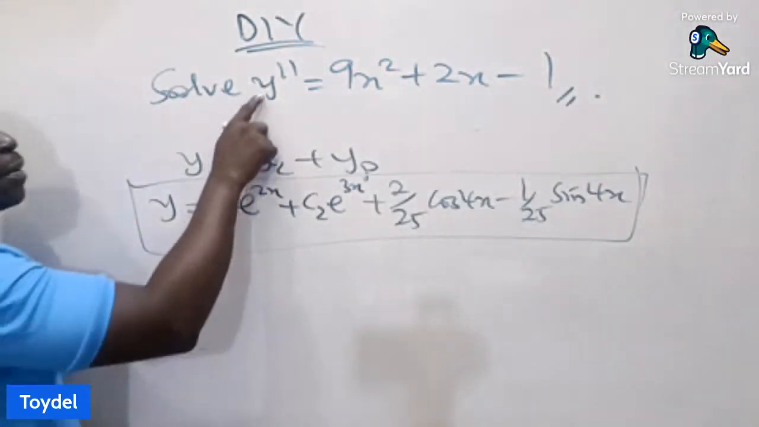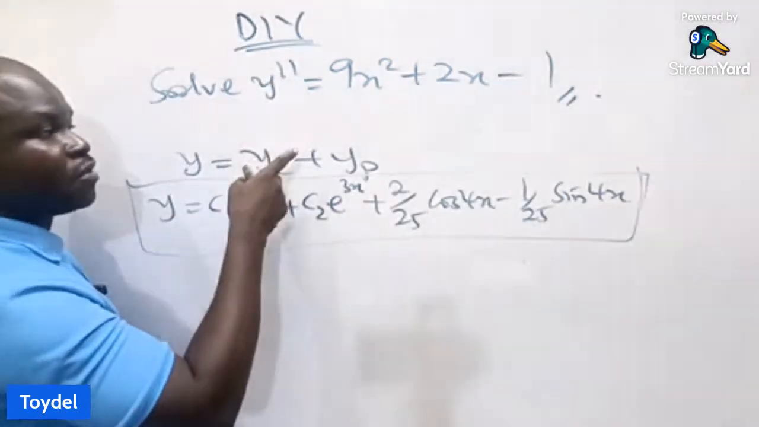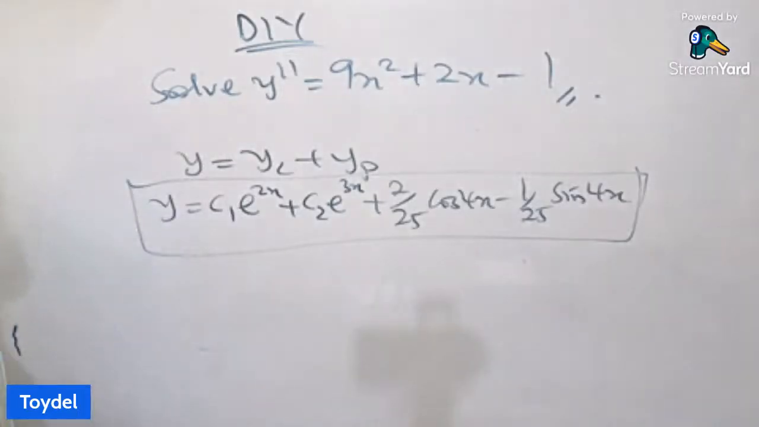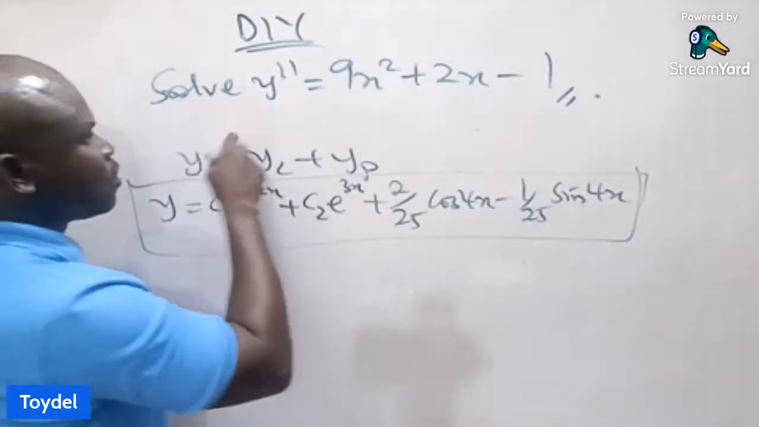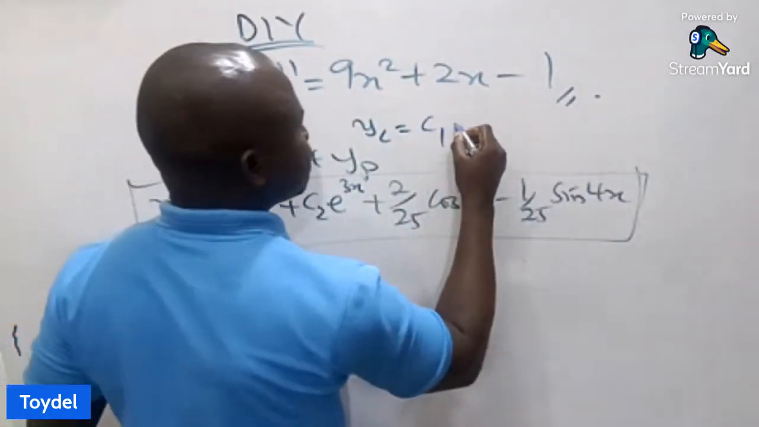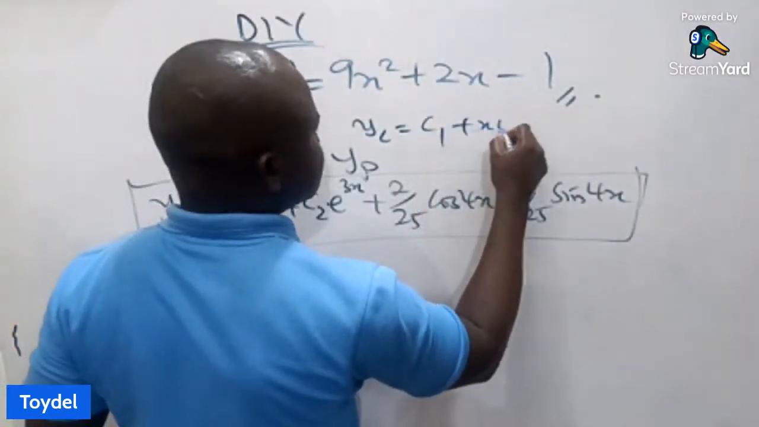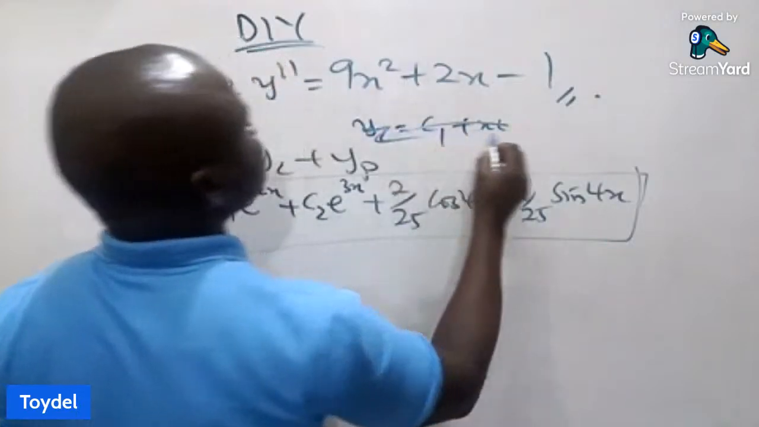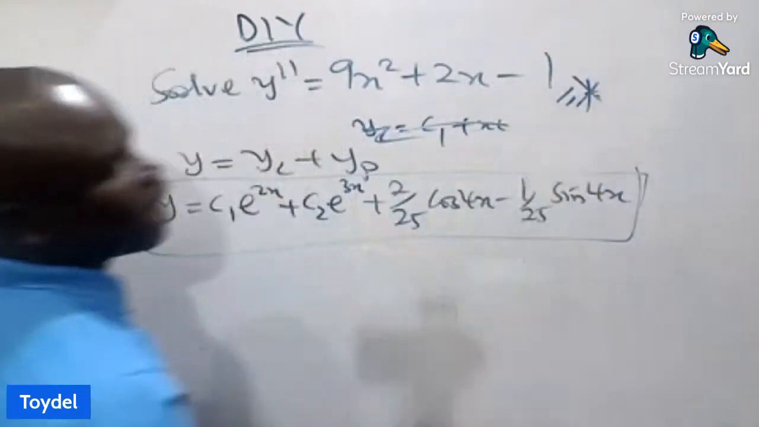You realize that for our complementary solution, y double prime will be equal to 0, so m1 and m2 here will be 0. Our complementary solution will be in the form of c1 plus x c2. Just attempt this question. We are going to continue deliberation at the comment section.